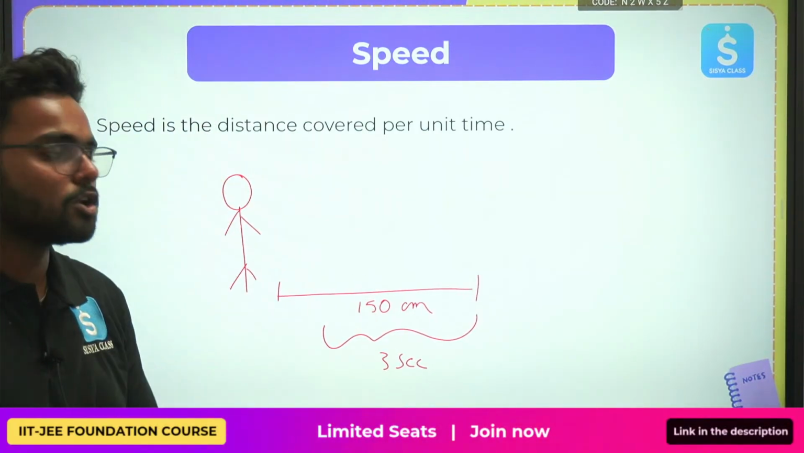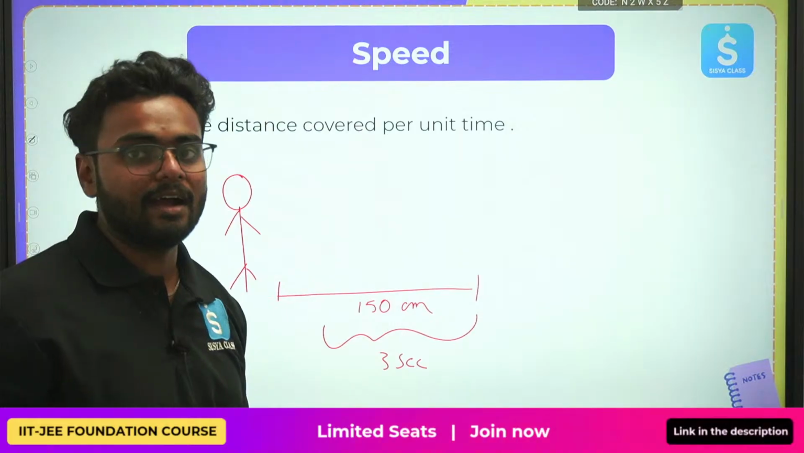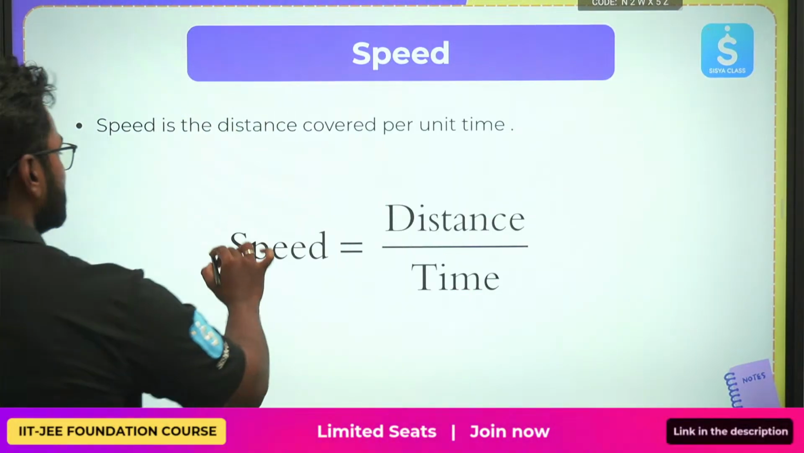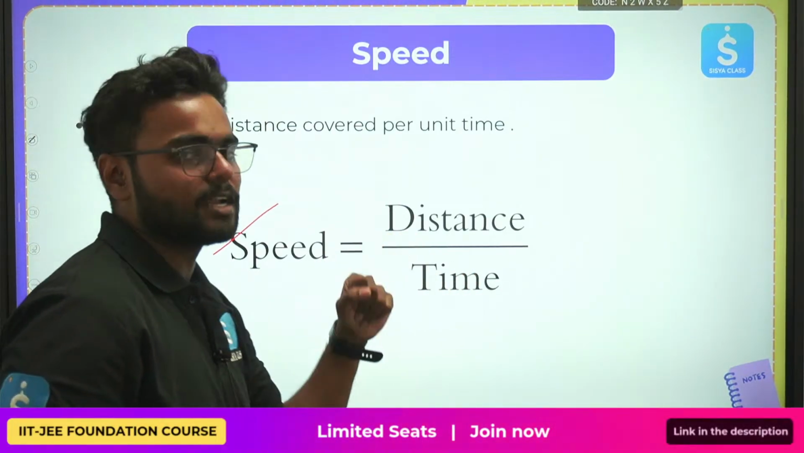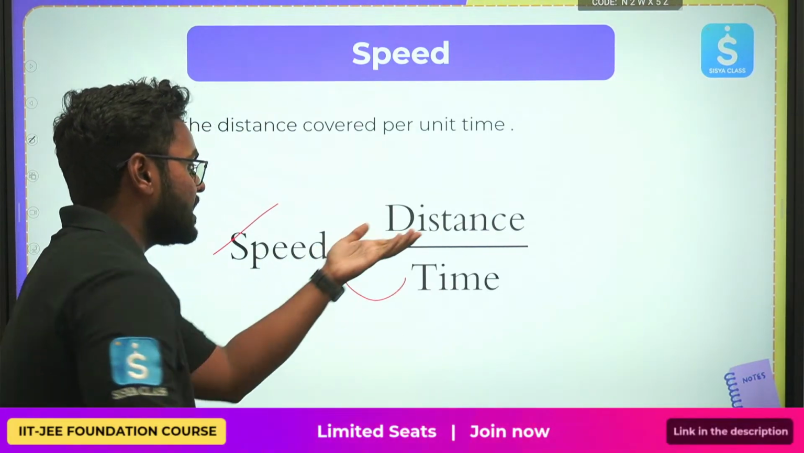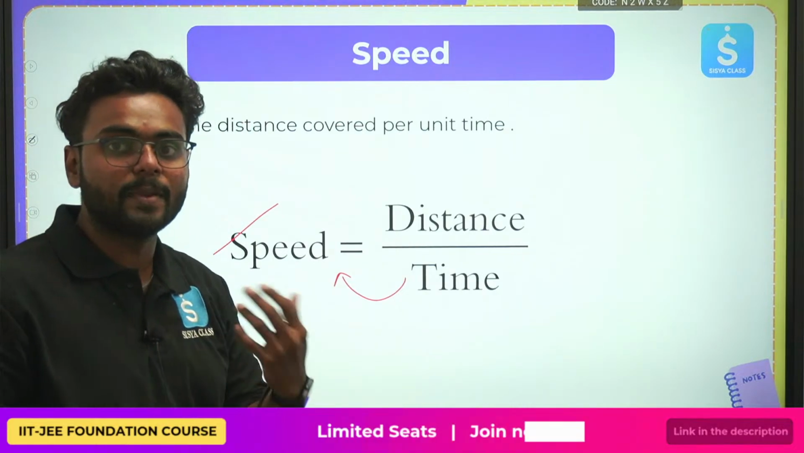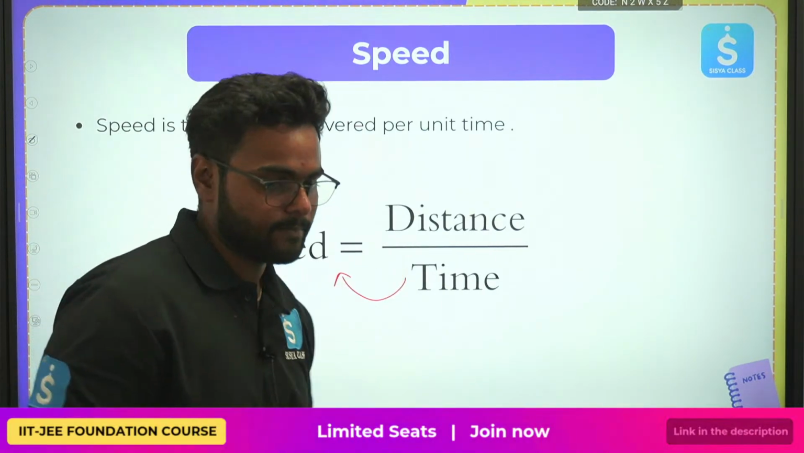So my speed would be the distance I covered divided by the time I have taken. That is what speed is. Speed is nothing but distance upon time, and you can interchange this. You can get time by dividing distance by speed, and you can find the distance I walked by multiplying the speed and the time I have taken.